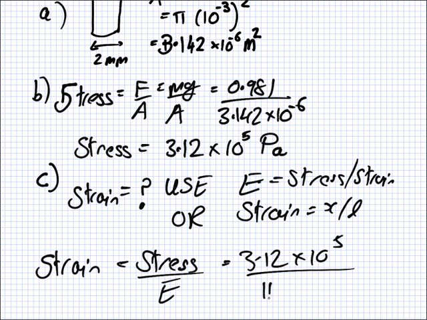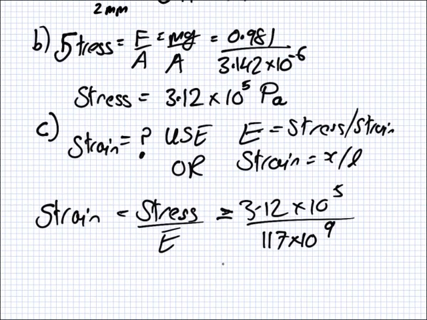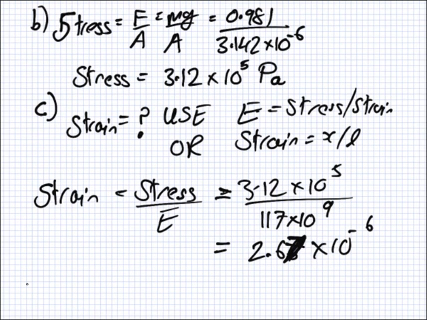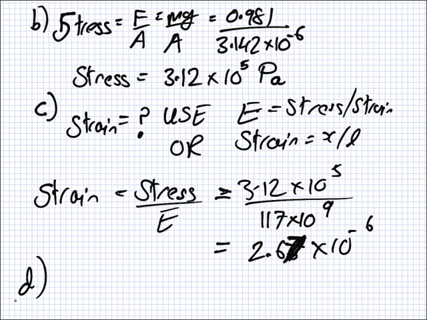117 times 10 to the 9. Okay, so what do we get here? 2.67 times 10 to the minus 6. Okay, is that okay so far? Now, I kind of feel like my next question might be what's the extension or something like this, or I don't know, let's see.